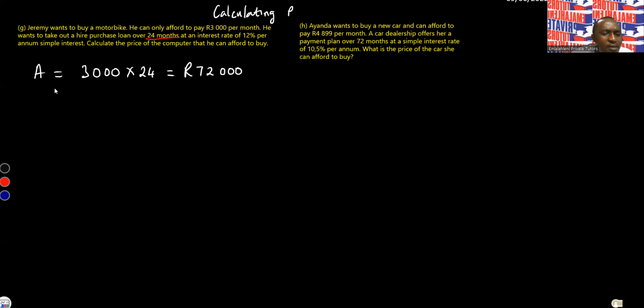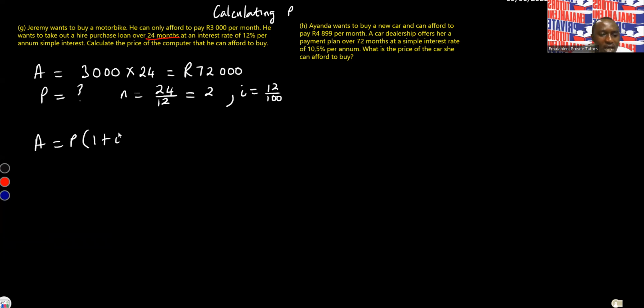What do we have here? We are looking for P. P is in question. What is our N? Our N is 24 divided by 12, which gives 2. Then what is our I? Our I is 12 divided by 100, because it's 12%. Now we go on to calculate. So it's going to be A, 72,000.